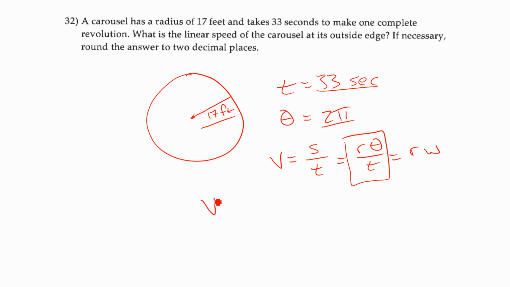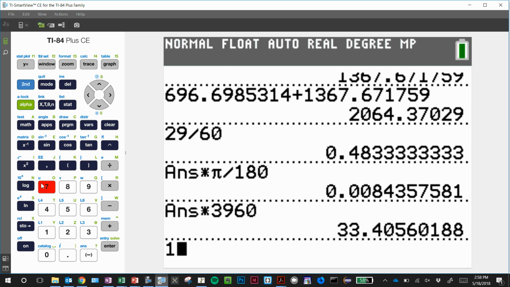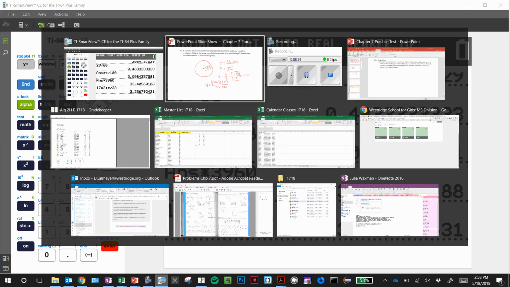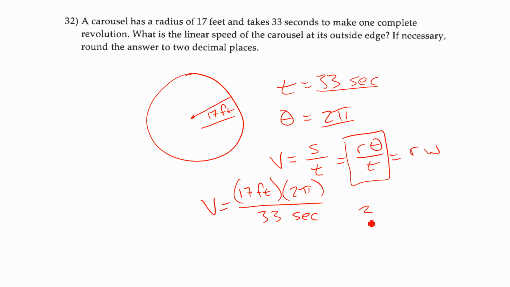So let's plug this in. v equals 17 feet times theta, 2 pi radians, over 33 seconds. 17 times 2 times pi, divided by 33. So we get 3.24. What are we rounding to? 2 decimal places. 3.24. Make sure you have your units. This is feet per second.